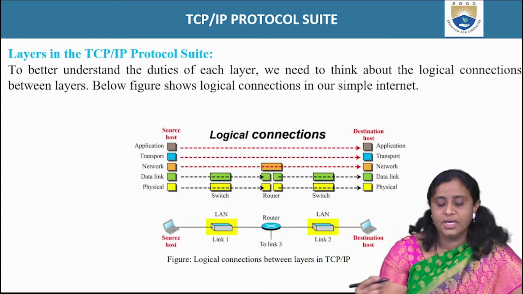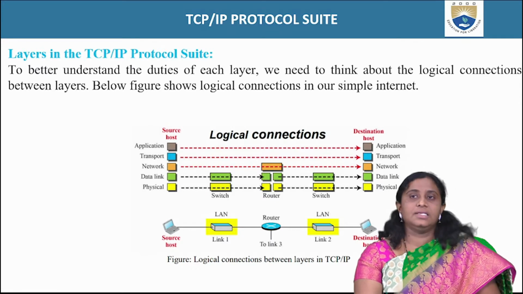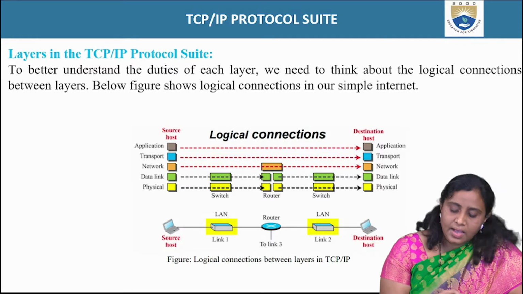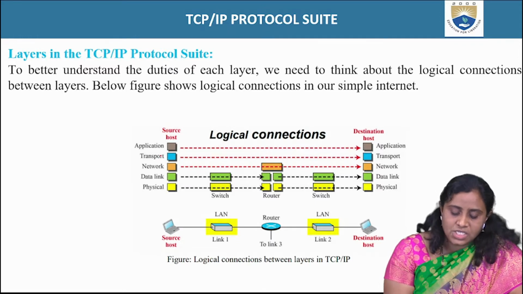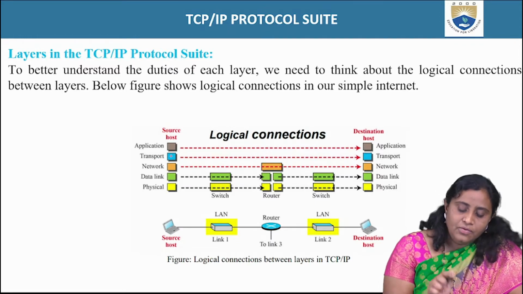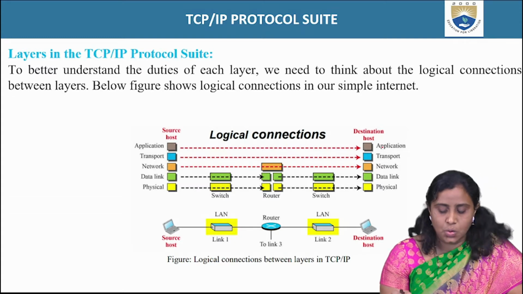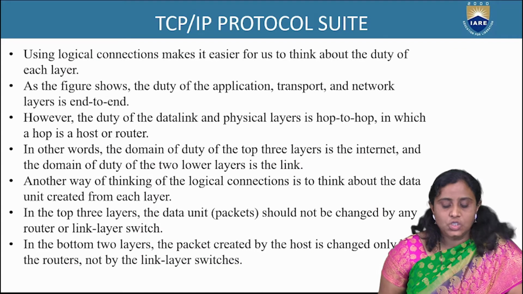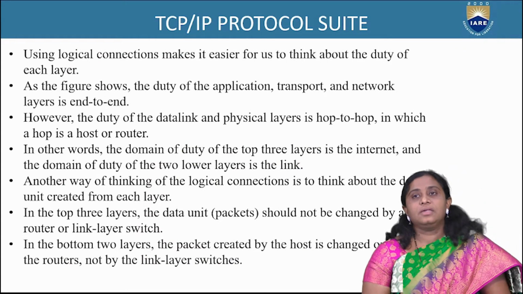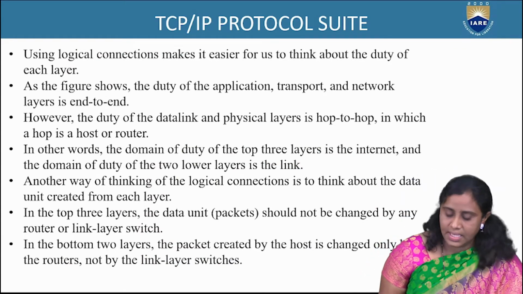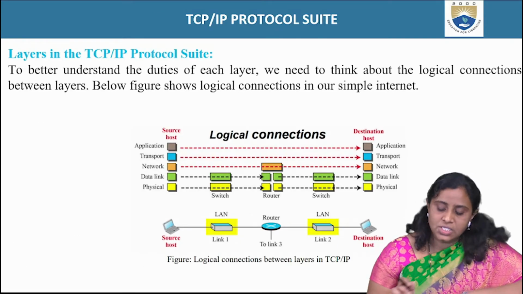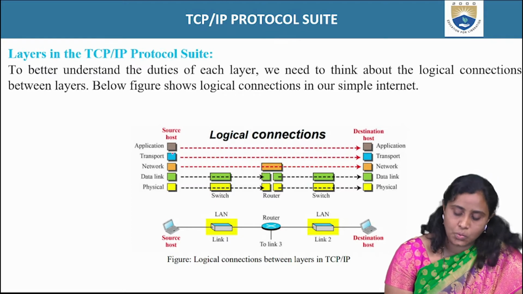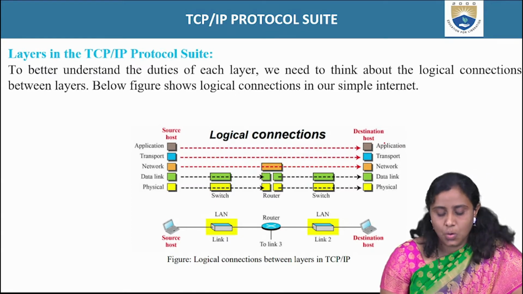So the below figure shows how the logical connections will be implemented in our simple internet. We need to define here the application layer having one source host and the destination host. Here the transport layer, as the figure shows, the duty of the application, transport, and network layers is end to end. So the application layer also has two types of host, the source host and the destination host.